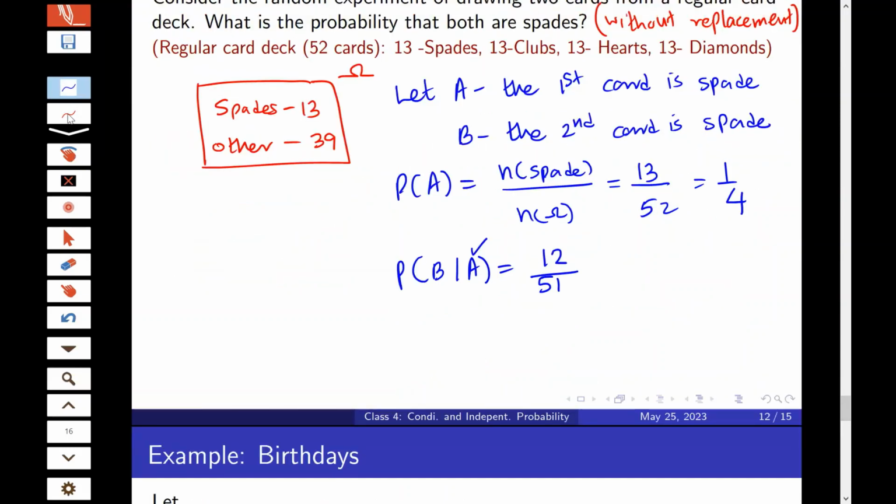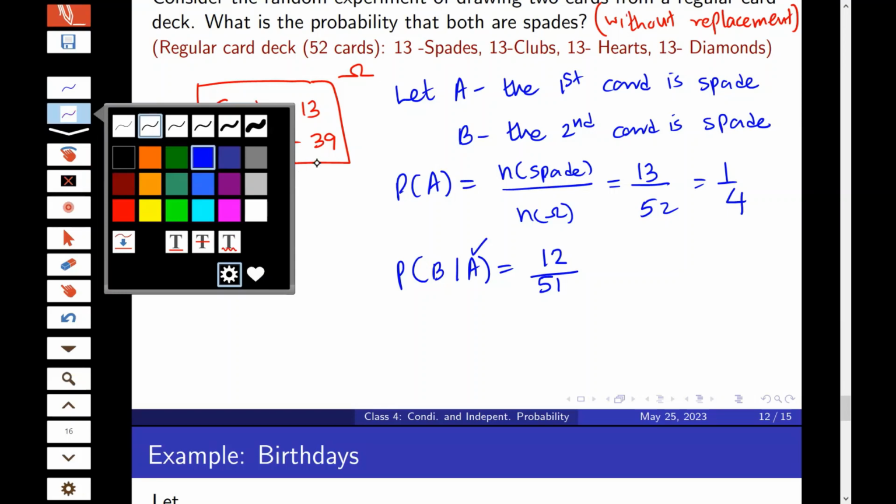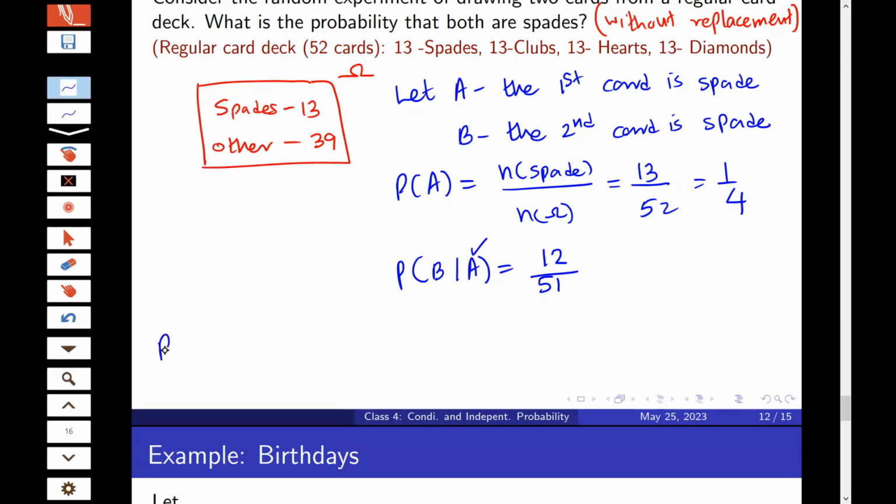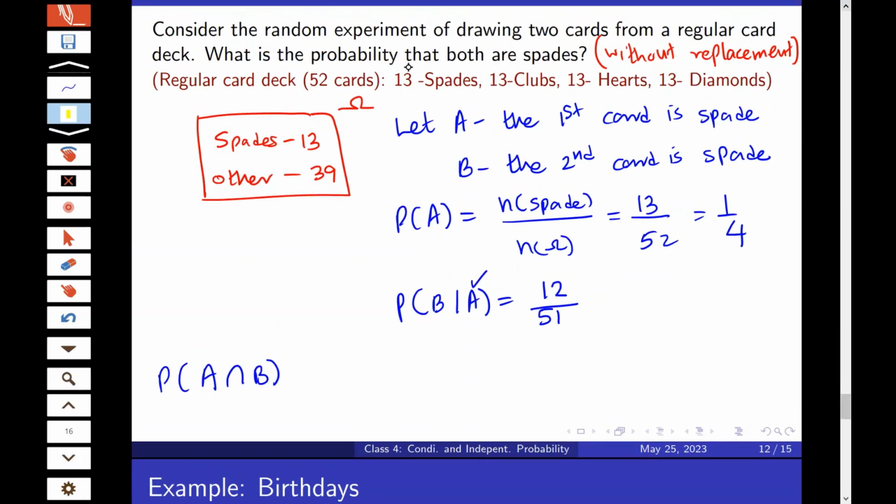The question asking here is that the first one is spade and the second one is also spade. So the question asks to find the intersection. That's another important part of this class. Both are spade means you have to find the intersection of these two defined events, A intersection B.